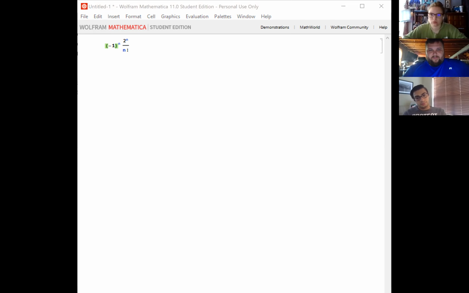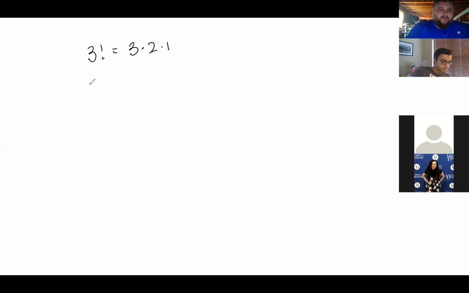Just to be safe. So I'm going to pull up the whiteboard here. You guys can see that now? The whiteboard? Yes. Yeah. All right, so factorial. If I had, say, 3 factorial, well, that just means 3 times 2 times 1. So it just means the number multiplied by every subsequent value down to 1. So if I had 5 factorial, that would be 5 times 4 times 3 times 2 times 1.